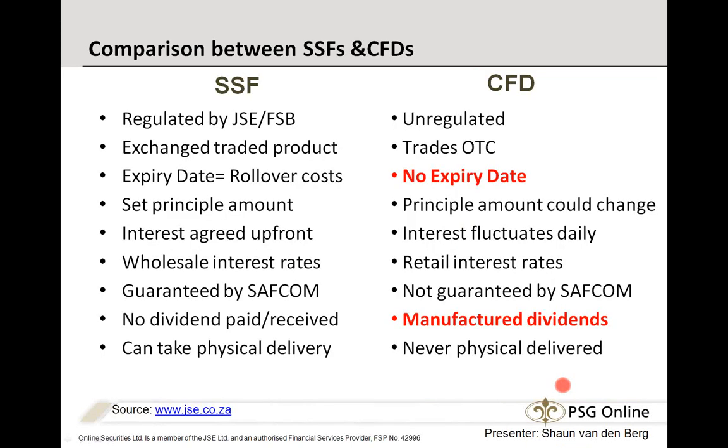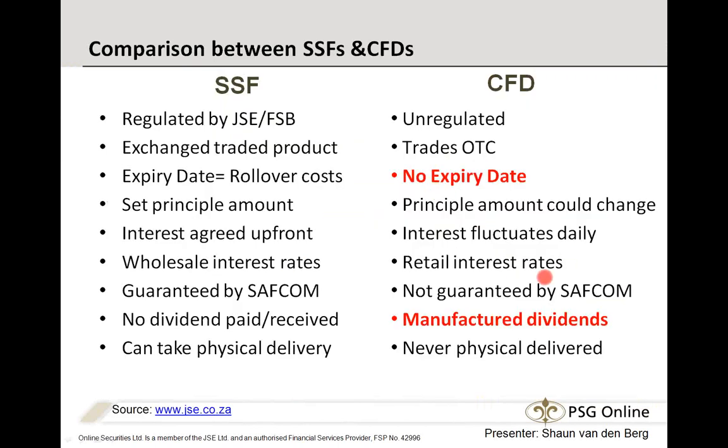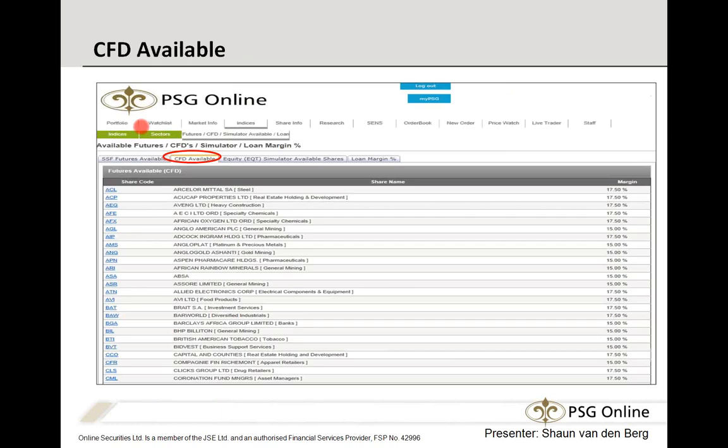So there's pros and cons. You're going to compare single stock futures to CFDs. The main thing is that with CFDs, there's no expiry date, and obviously you actually receive a manufactured dividend. Okay, so those are some of the big differences. Obviously, the other thing is that single stock futures are regulated. So when you get this presentation, just go through this again. It will reinforce some of the points I'm trying to highlight for you guys.